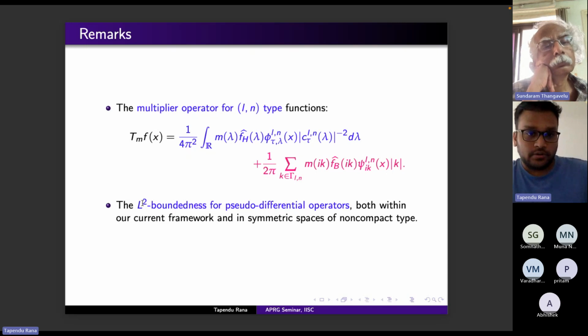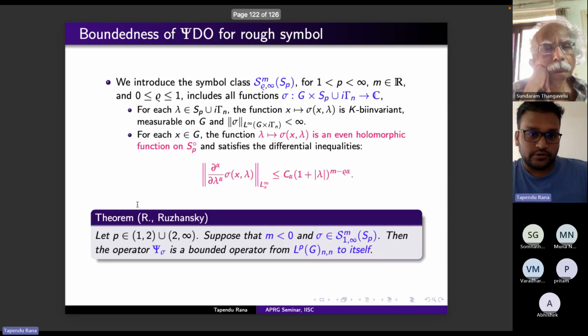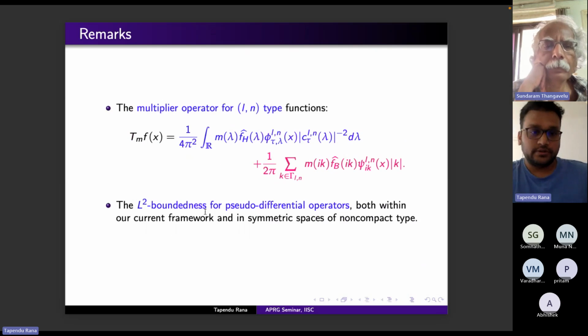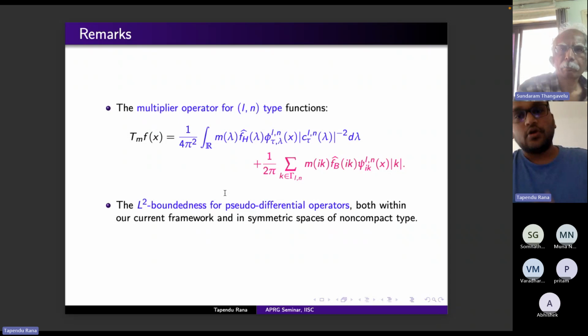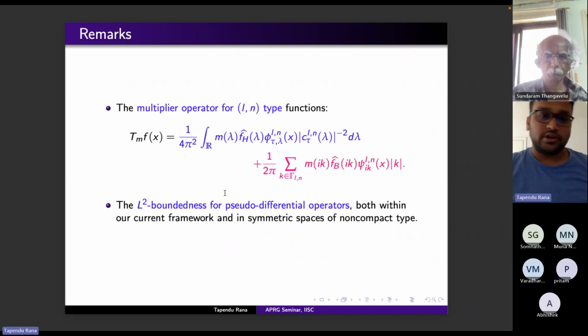And as you saw, we couldn't prove this for the p equal to 2 case. So we are interested in the L^2 boundedness of Schur's operator, both in this setting and on symmetric spaces of non-compact type. Unfortunately, we got some results on L^2 boundedness on symmetric spaces as well as harmonic groups, but we are still writing on this.